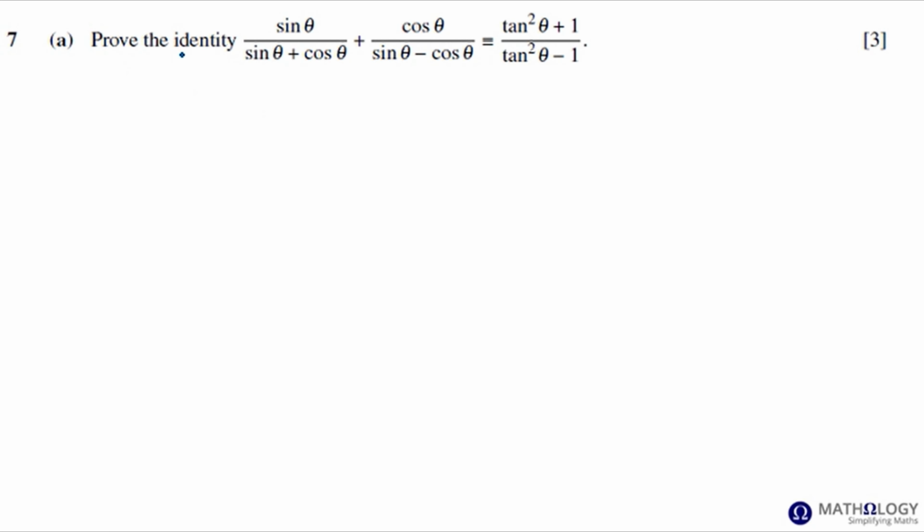Question 7. Prove the identity: sine theta over sine theta plus cos theta, plus cos theta over sine theta minus cos theta, equals tan squared theta plus 1 over tan squared theta minus 1. Now, a general rule of thumb when proving trigonometric identities is to start with the more complex looking side. So we're going to start with the left hand side.